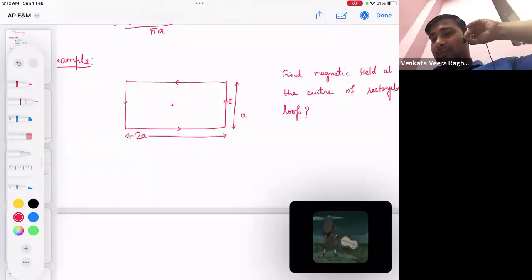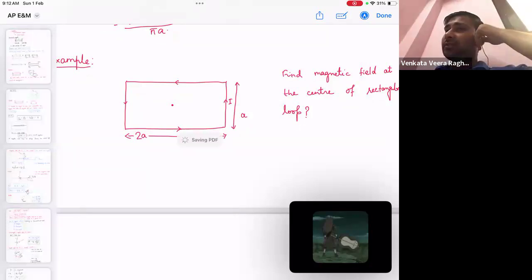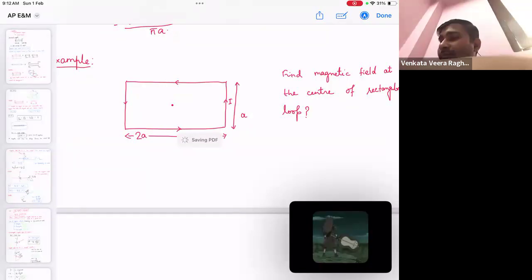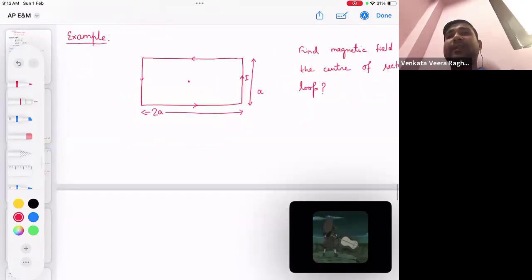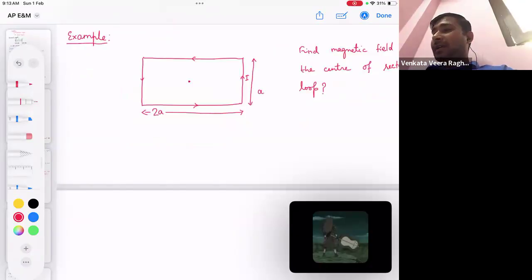Please tell me, will you do it 4 times here also? Will all four sides give us the same magnetic field or different? So here, two sides will create the same magnetic field and the other two sides will also create the same magnetic field. All four sides are not creating the same magnetic field. Understood?